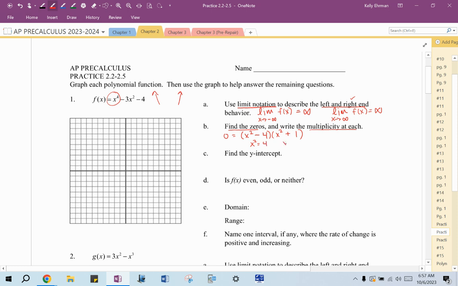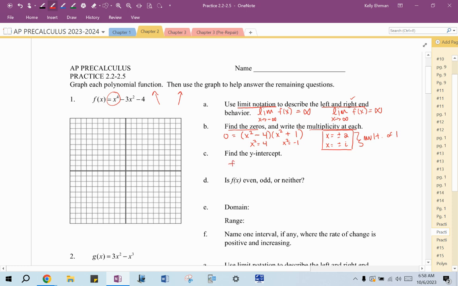X squared equals 4. X squared equals negative 1. That means that x equals plus or minus 2. And x equals plus or minus i. All 4 of those zeros have a multiplicity of 1. Because if I did keep factoring them, I would get x plus 2, x minus 2, x plus i, x minus i. Each of those factors shows up once. What that means for our graph is that when we graph plus or minus 2, the graph is going to change signs at those values.